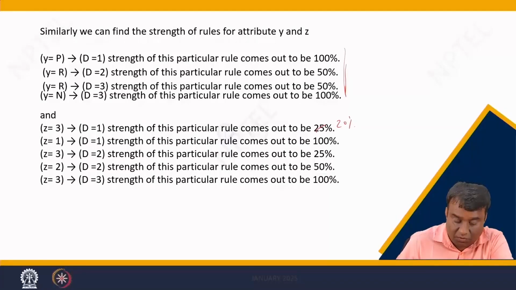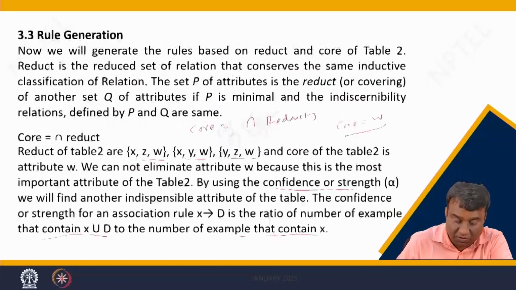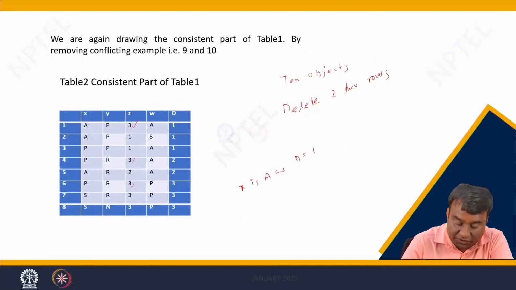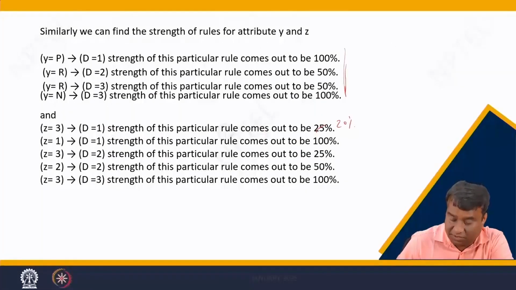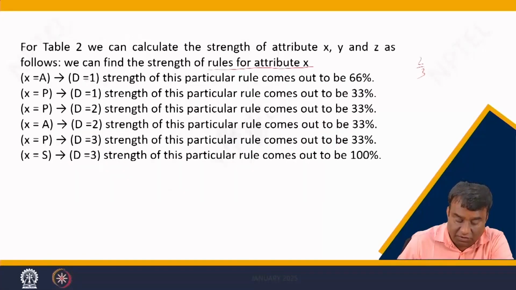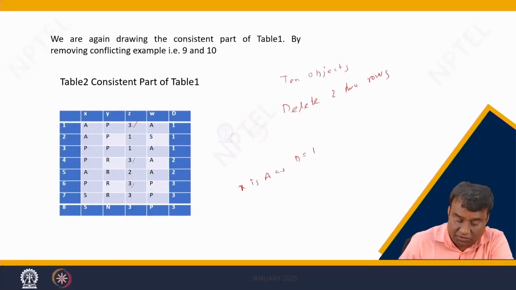Similarly, Z equal to 1, D equal to 1. So Z equal to 1, D equal to 1. Z equal to 1, 2, D is also 2. So you can write it is like 100%. So 100%. So Z equal to 3, D equal to 2. Z equal to 3, D equal to 2. It is another 1. So it is 20%.